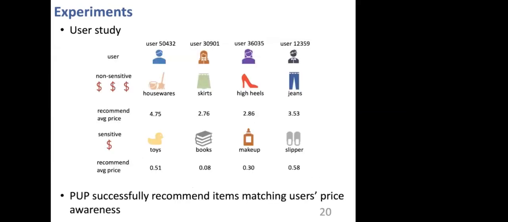In spite of overall evaluation, we also conduct user study. We find 4 users who are highly inconsistent across different categories, and they purchase items of high price in non-sensitive category and only purchase cheap items in sensitive category. Then we calculate the average price of the recommended items from the two categories, and we can find the average price for the non-sensitive category is much higher than the sensitive category, so the proposed PUP method could successfully recommend items matching users' price awareness.